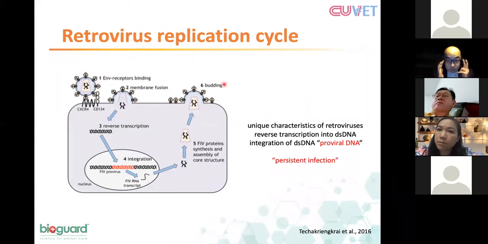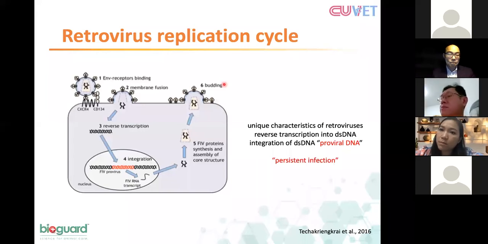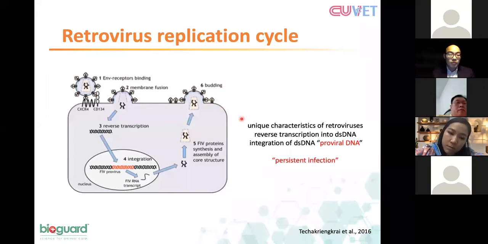So I just want to remind you that retroviruses have two unique characteristic mechanisms of replication. The first one is reverse transcription from RNA into double-stranded DNA. And secondly, the integration of double-stranded DNA into the host genome, which then we will call proviral DNA. Because of these two unique characteristics of retroviruses, all retroviral infection will be considered persistent infection, in which the virus will persist and remain in the host genome until the host dies.